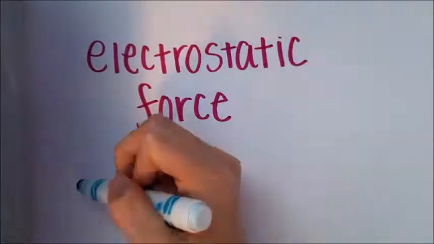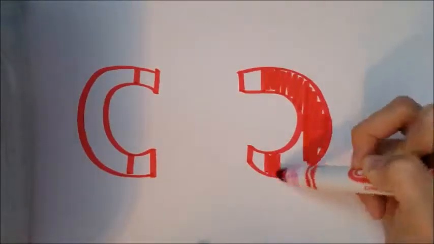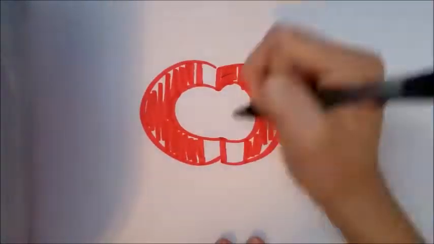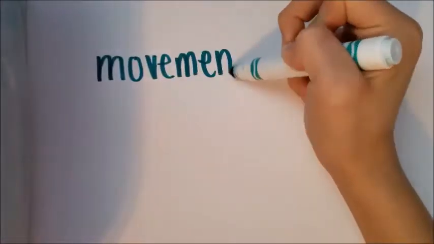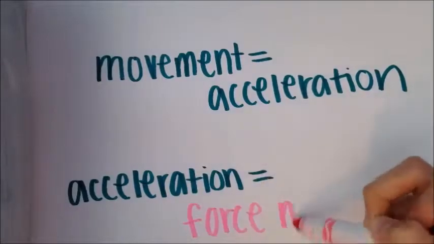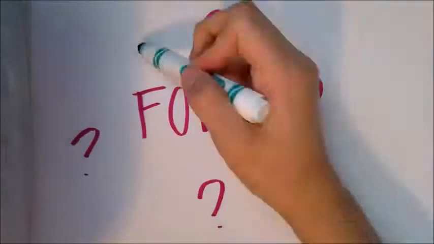And today we'll be talking about electrostatic force. When you put two magnets next to each other, they attract and they stick together. And we know that for movement there has to be acceleration, and acceleration means that there's a force applied. But what's the force that's causing these magnets to stick together?